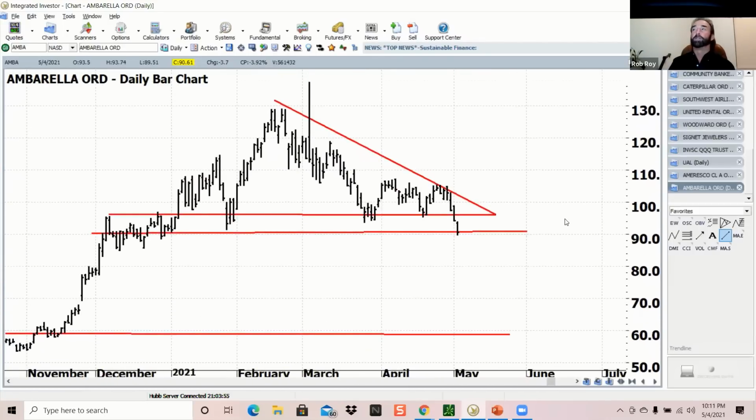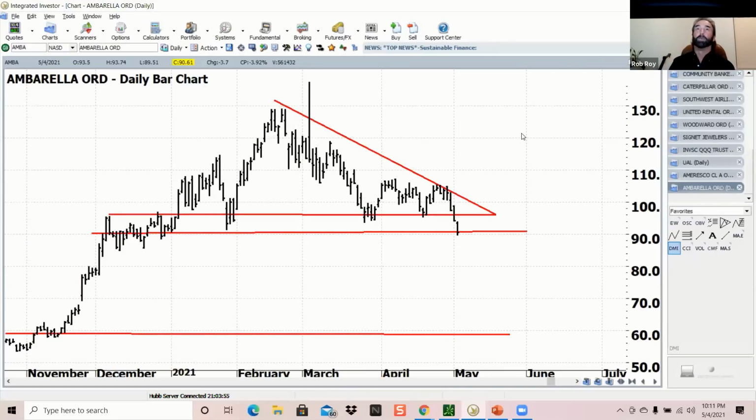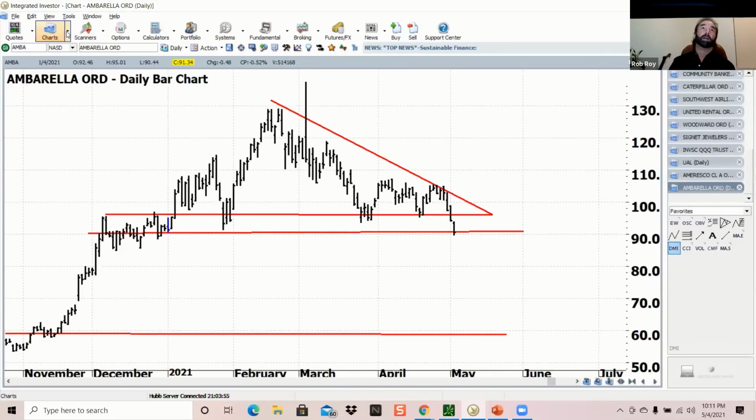I really like this one. So that's a good spot. See the ADX, really good looking one. So good job on this one. Yeah, I like that one a lot. All right, next.